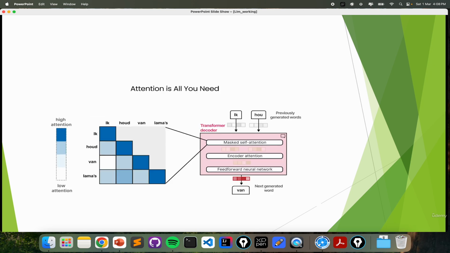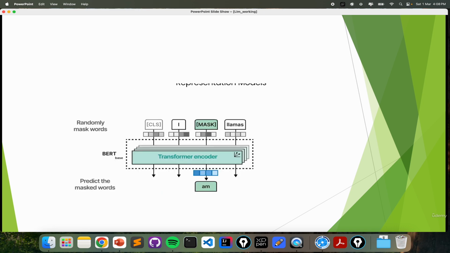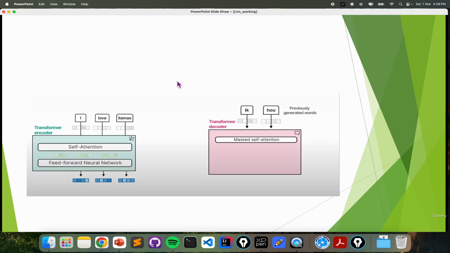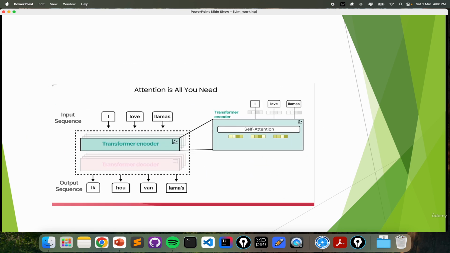I hope this part is clear for you. Next we will talk in more detail about other models in the transformers: the BERT model and the GPT model. I was talking about the transformer encoder part, then the decoder part, which generates the output. Thank you for watching.